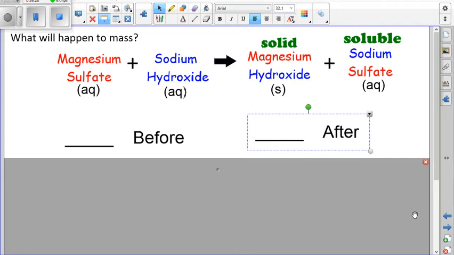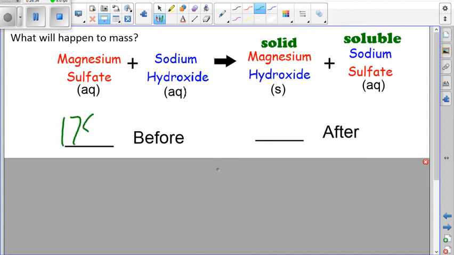All right, let's see here. We're looking at... come on. Okay, so go ahead and write this down. 175.77 grams. 175.77 grams.